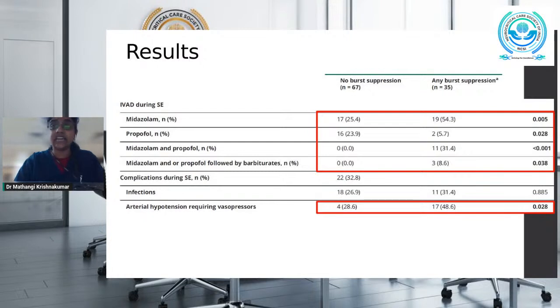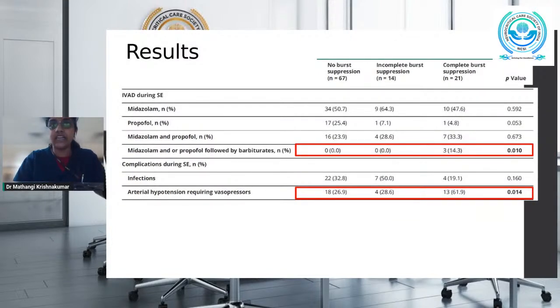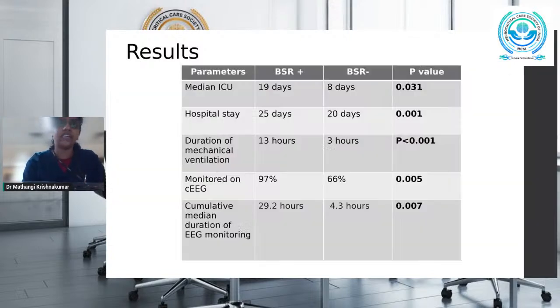Now looking at which intravenous anesthetic agent was used. In the no burst suppression group, predominant usage was midazolam or propofol. In the any burst suppression group, the combination of midazolam and propofol was used in 31% of the patients. Looking at complication rates, the arterial hypotension rate was higher in the any burst suppression group. If we again divide into incomplete and complete, the complication rate was obviously higher in the complete burst suppression group. Almost 61.9% had some arterial hypotension requiring inotropic support, and 14.3% in this group required barbiturates to achieve complete burst suppression. So this was how the demographic, clinical characteristics and drug therapy looked when we divided the population.